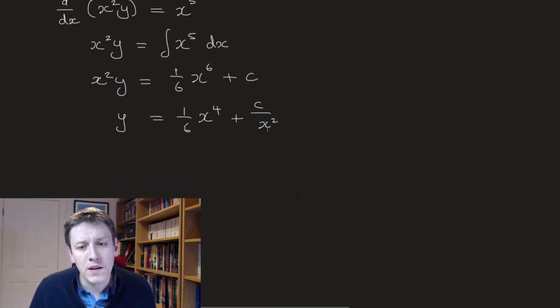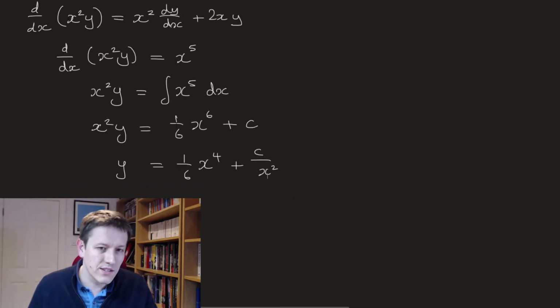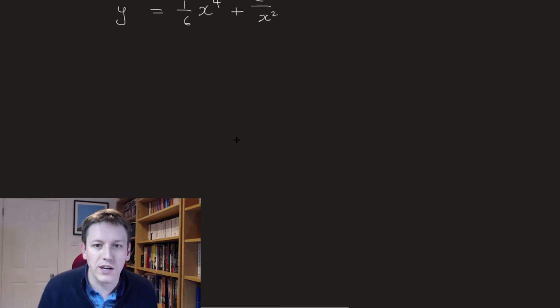So the question is, how do we find the function that we want to multiply by to make this work?